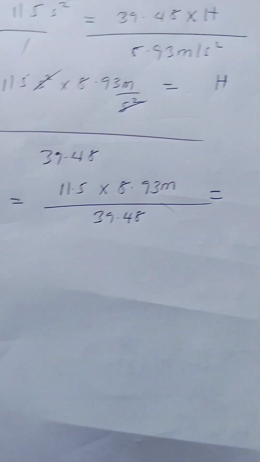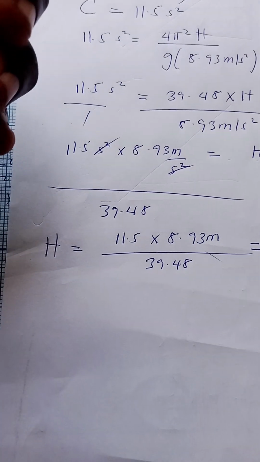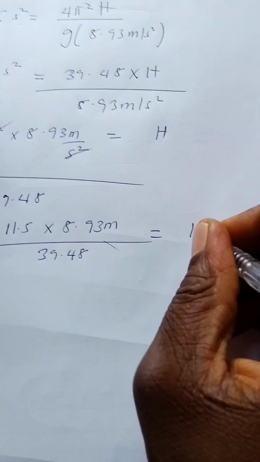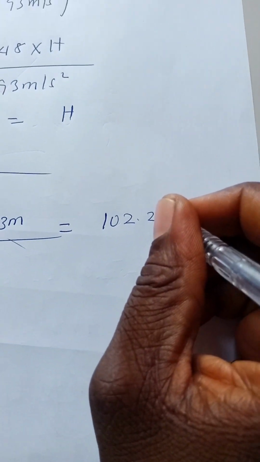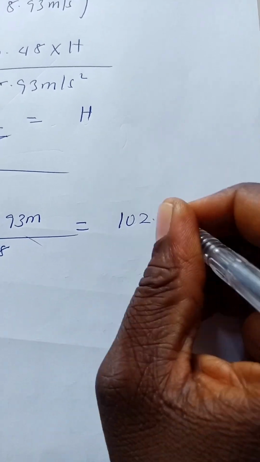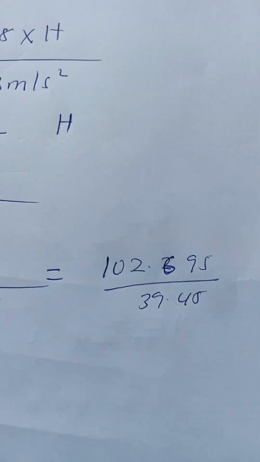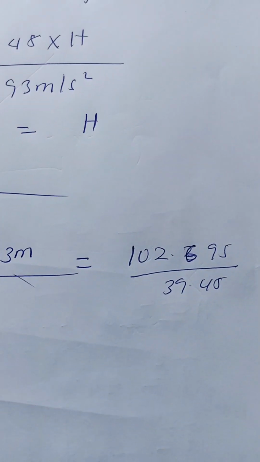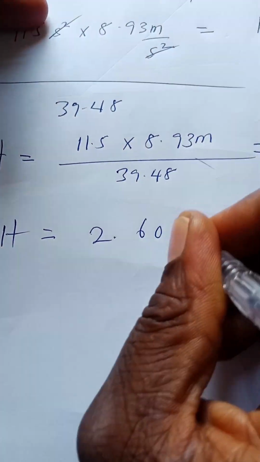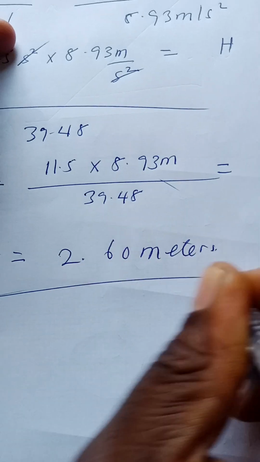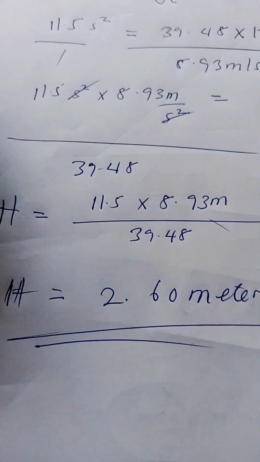So this gives us 11.5 times 8.93, which is equal to 102.695, all over 39.48. Dividing by 39.48, we have 2.60. So H is 2.60 meters. And this is approximately the height from the floor to the ceiling in the physics laboratory.